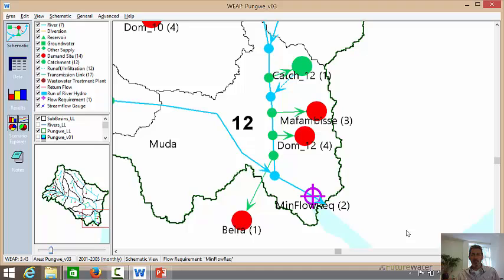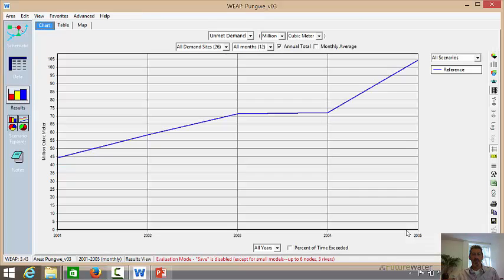Now, given time constraints, we cannot go through the entire model, but I just want to share with you how to go to results. So remember, in WEAP, you've got here schematic, you've got here data, and you've got results. So I will just press the results button, and let's have a look what kind of results we got.